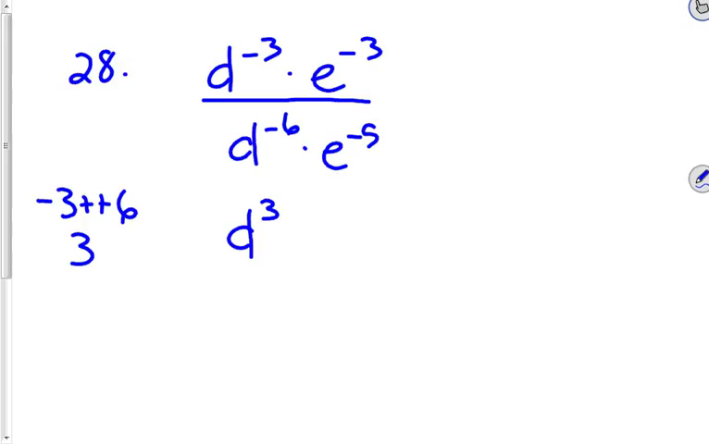All right, then I have my e to the negative third divided by e to the negative fifth. And so I subtract my exponents. That's the same as adding, and I get positive 2. So my negative exponents did indeed take care of themselves. I cannot multiply these together because they're not the same base. I have a d base and an e base, so I'm done.